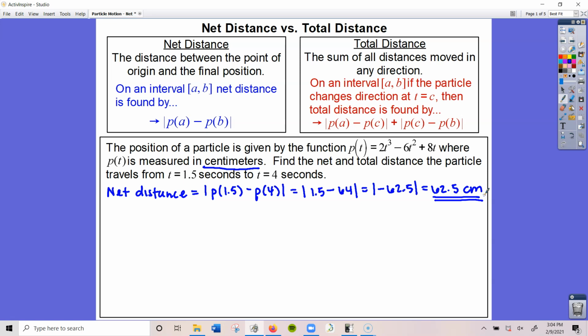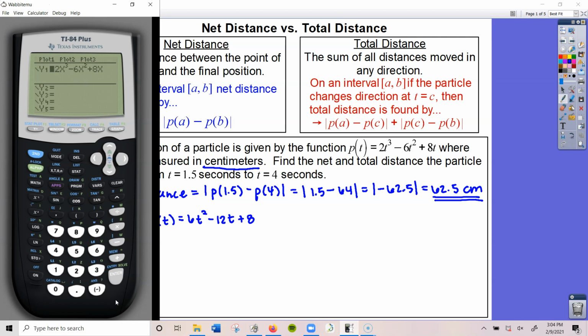To find the total distance, we have to check if my particle changes direction. I know the particle will change direction if the velocity changes signs, because remember that velocity tells us the direction in which the particle is traveling. So let's find an equation for v of t, which is the derivative of p of t. When I find this derivative, I get 6t squared minus 12t plus 8.